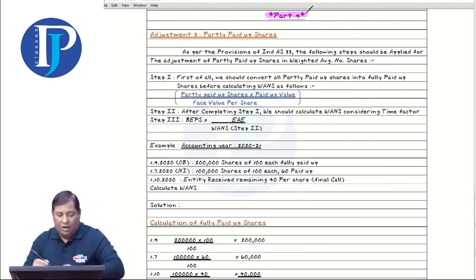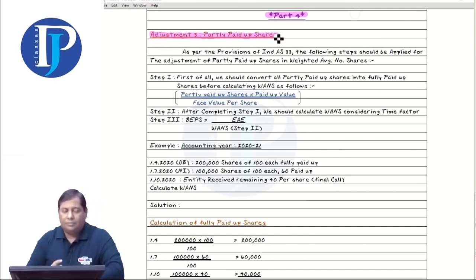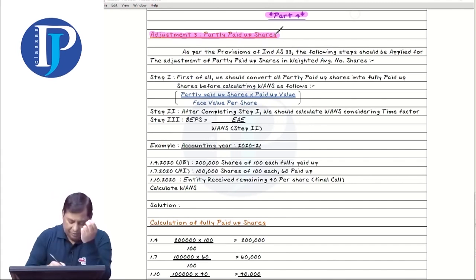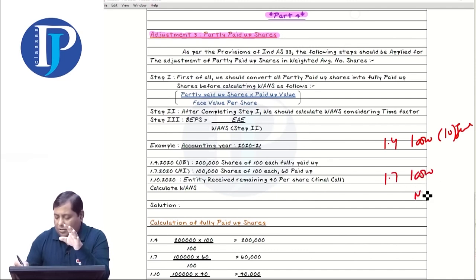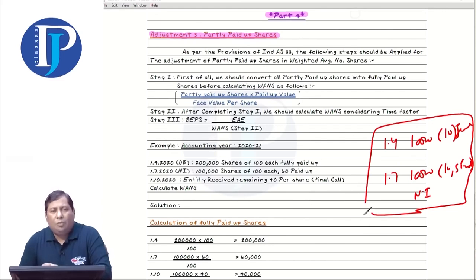We did up to this. Now we have come to adjustment number 3: partly paid up shares. If in case any company has partly paid up shares, on 1st April the company has 10,000 shares. It is 10 for each share and fully paid up. The company made a new issue of 10,000 shares on 1st July. However, paid up is 5. It is possible the new issue done by the company may be partly paid up. It will be difficult to calculate the weighted average.